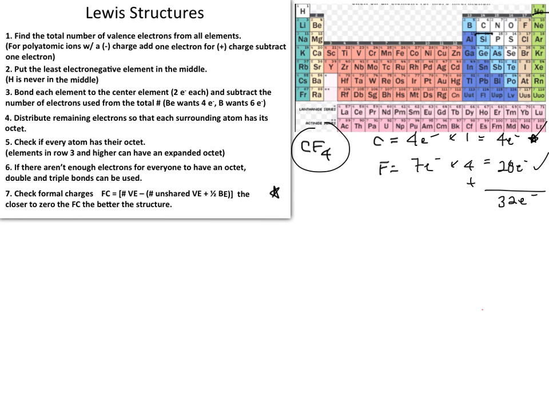So what we're going to do is put carbon in the middle of our structure, and we are going to surround it with the remaining atoms, in this case, our fluorine atoms. Okay? Now, we've finished step number 1 and step number 2.